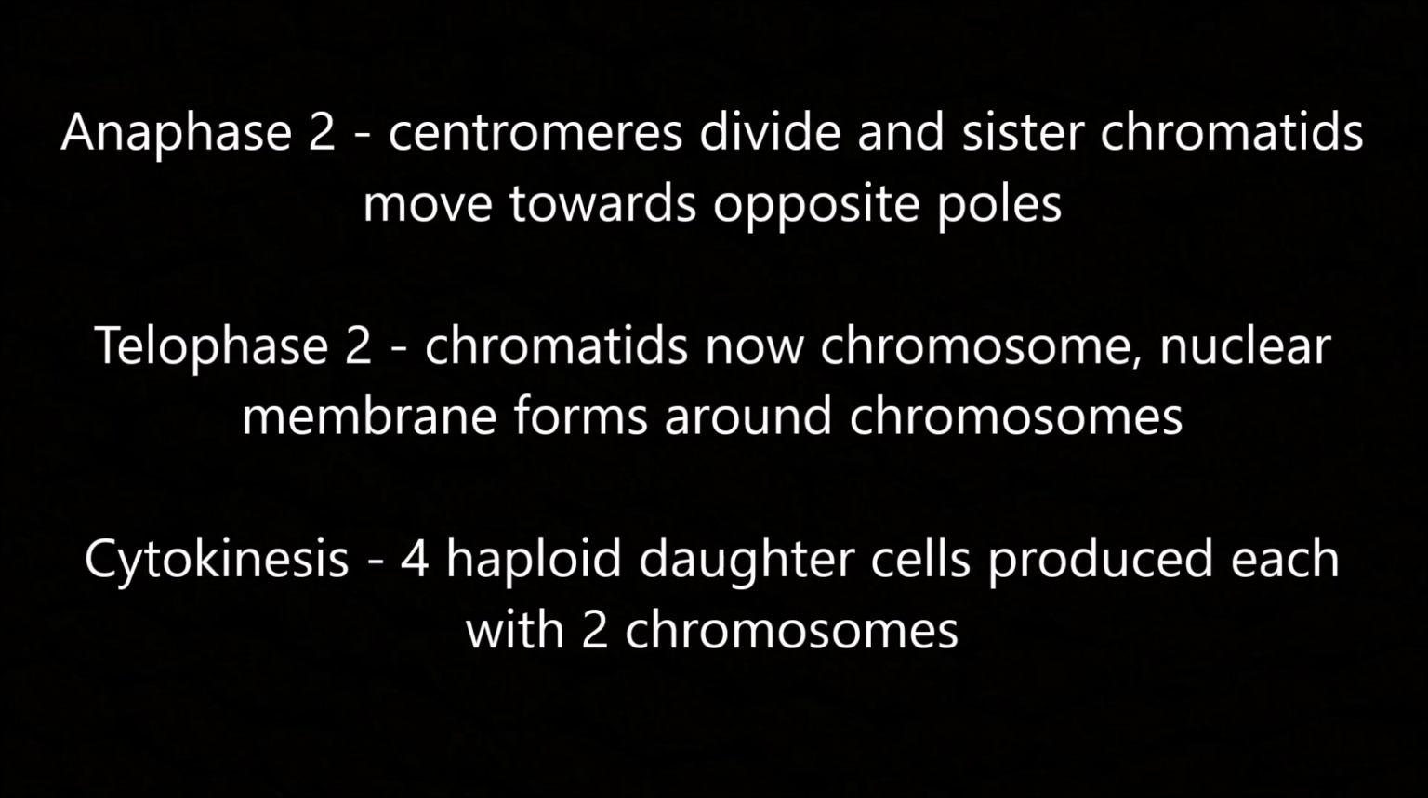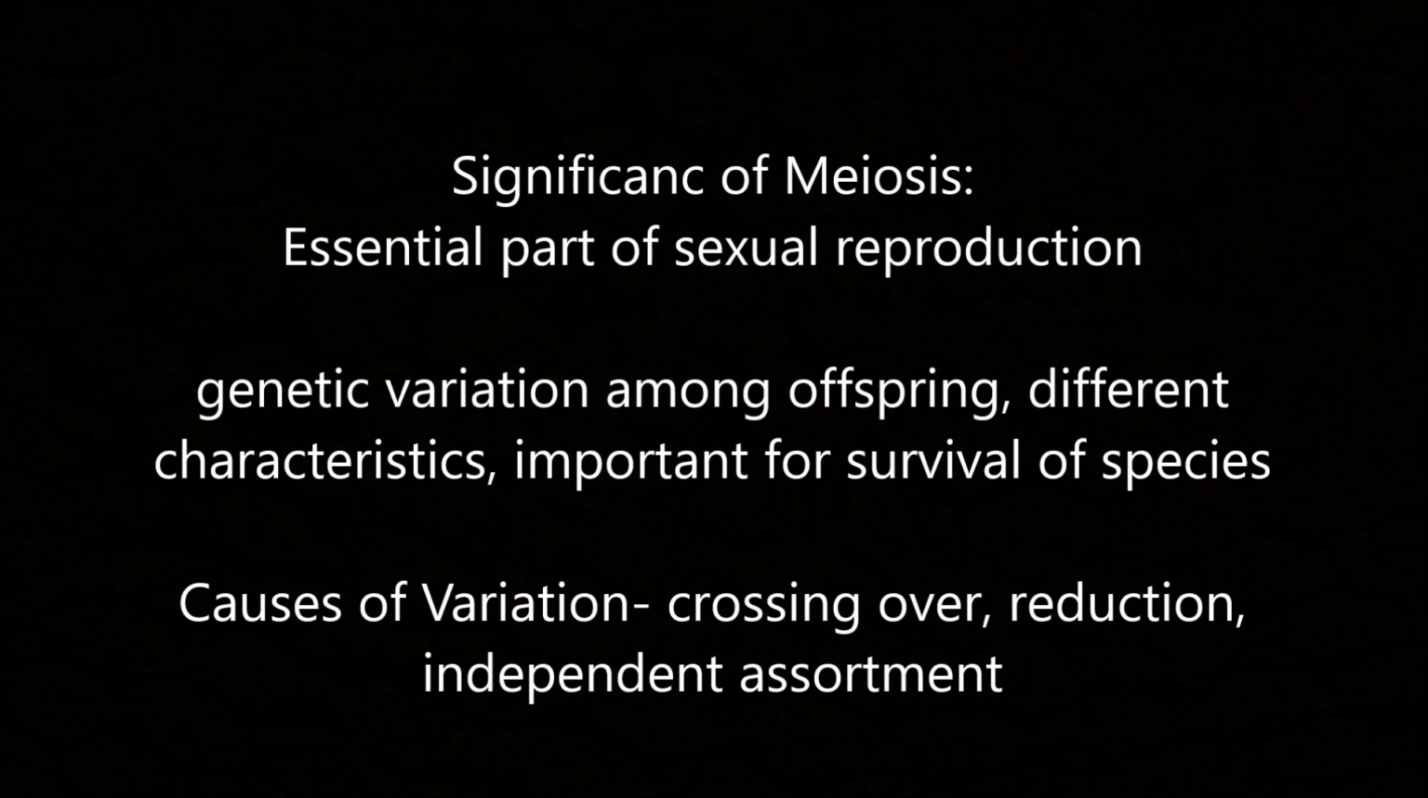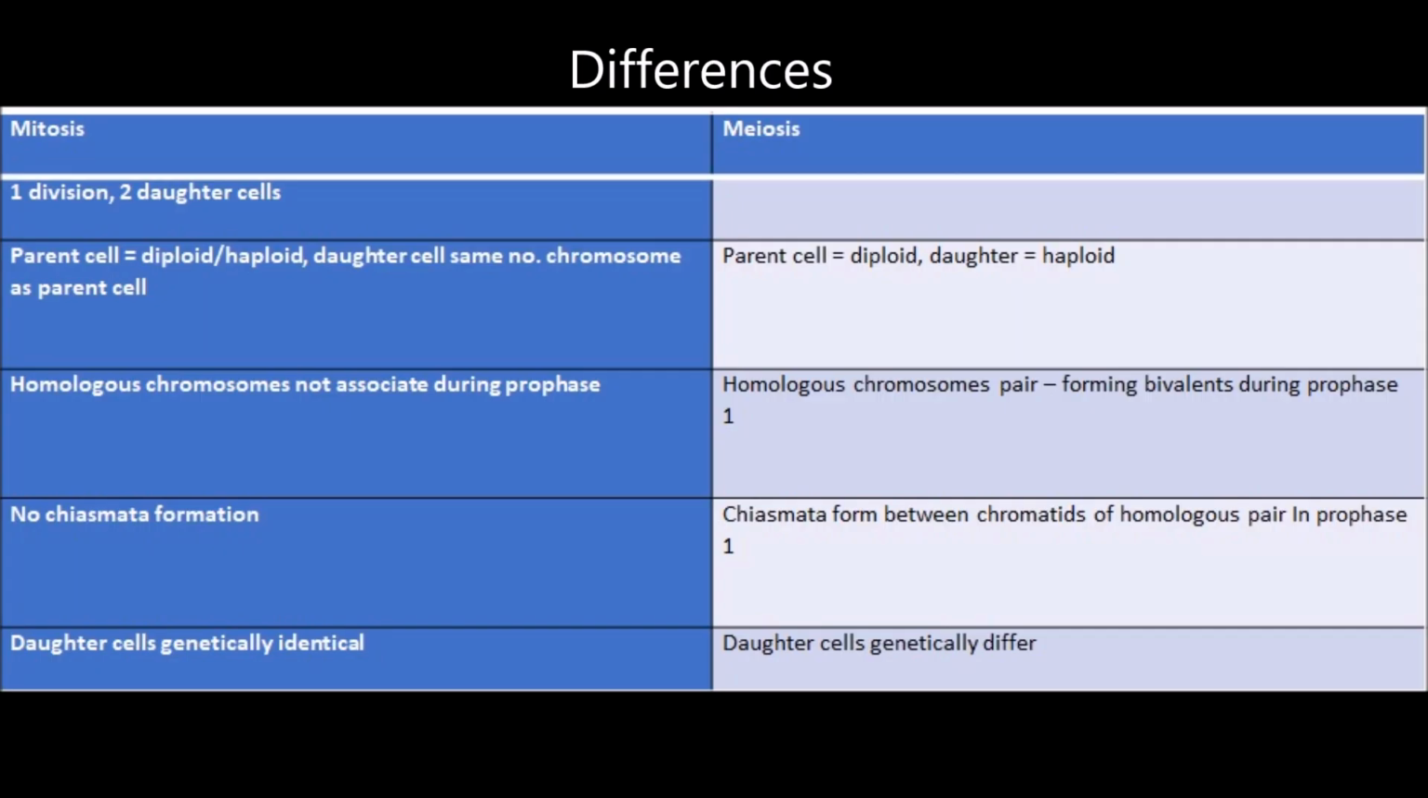Basically, mitosis occurs twice. Significance of meiosis: it's an essential part of sexual reproduction. There's genetic variation among offspring, with different characteristics, and it's important for the survival of the species. The causes of variation are crossing over, reduction division, and independent assortment. Here's a table comparing mitosis and meiosis.